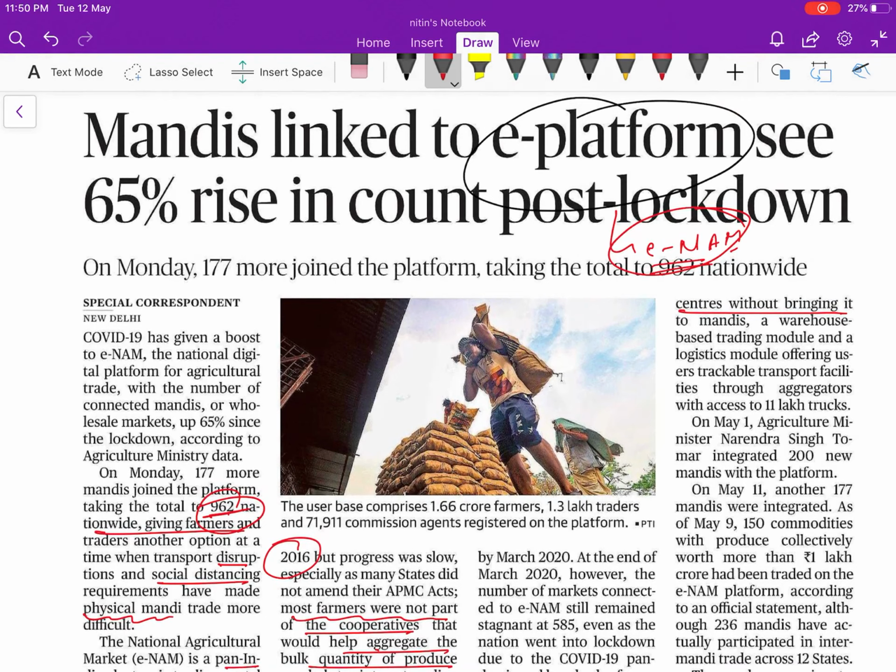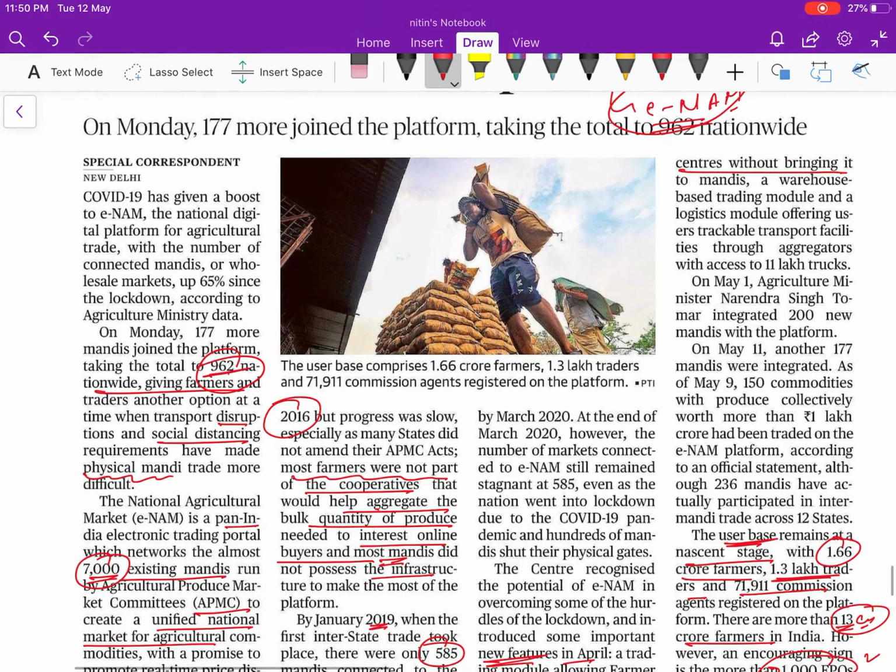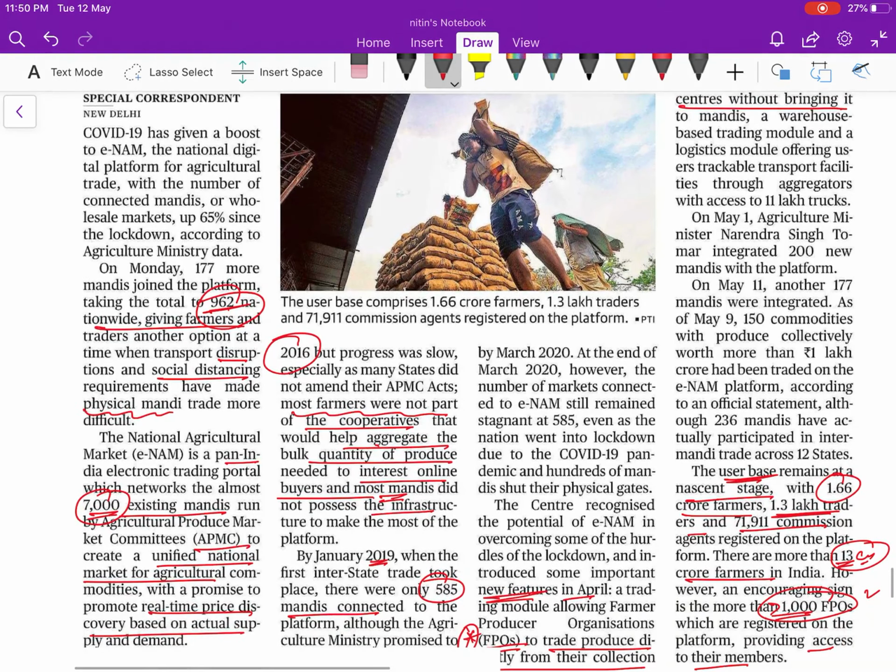So to help bring market reforms in Indian agriculture, the government started the e-NAM, National Agriculture Market. Electronically, all these markets are being interlinked. But what was the issue? Many of the markets were not coming to join it. Many of the states were not coming to join the e-NAM. So around 500 to 600 mandis had joined e-NAM.